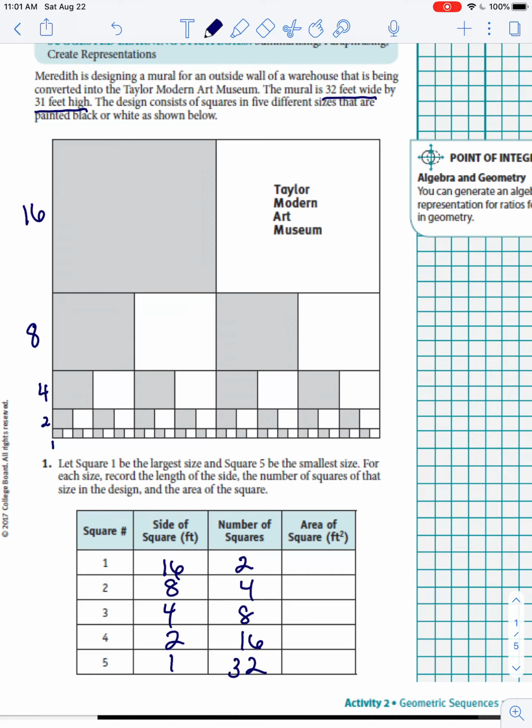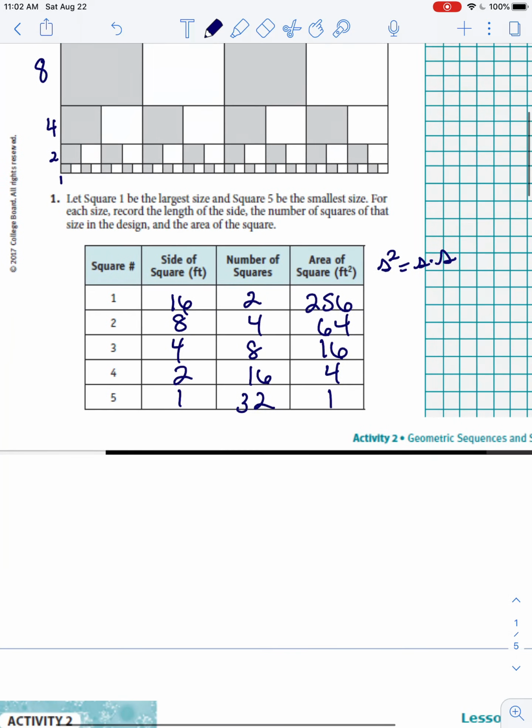Finally, the area of each one. So for the big square, 16 by 16. We're going to do side squared, or side times side, to give us area, of course. So 16 times 16 is actually 256 feet squared. And then 8 by 8, 64. 4 by 4, 16. And we have 2 by 2, which is 4. Finally, 1 by 1, which is 1. So now that we filled in the information, we have a bunch of sequences we can look at and that we'll use. So let's go to the next page.